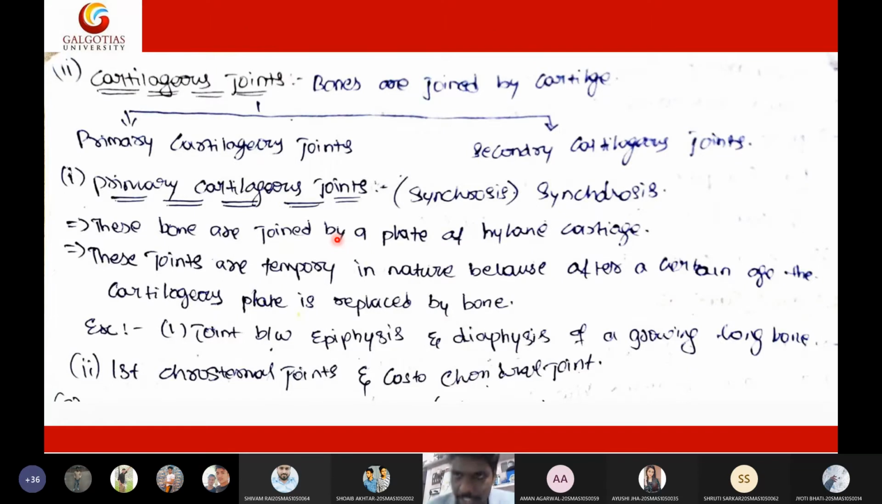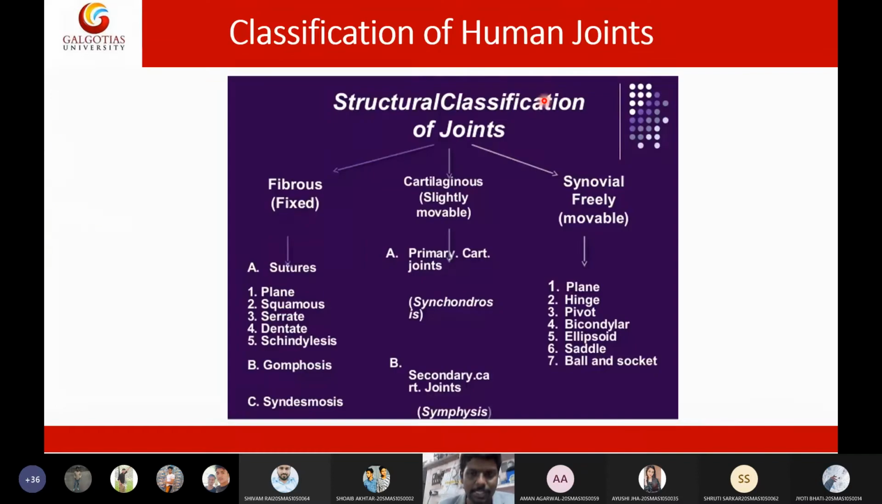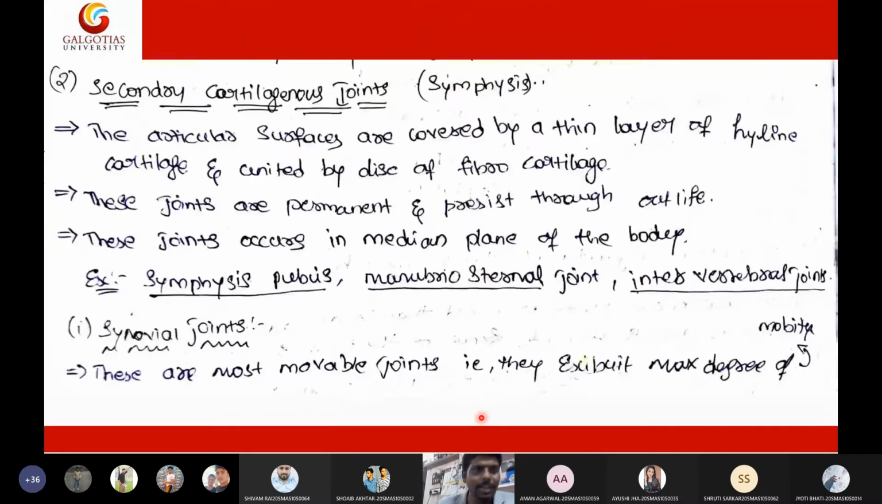Then the second one is secondary cartilaginous joint, also called symphysis. So symphysis means secondary cartilaginous joint. Here these joints are permanently in a cartilaginous state, so they won't be replaced by normal bone. These joints occur in the median plane of the body, such as symphysis pubis, manubriosternal joint, and intervertebral joints. These are made up of secondary cartilaginous joints.